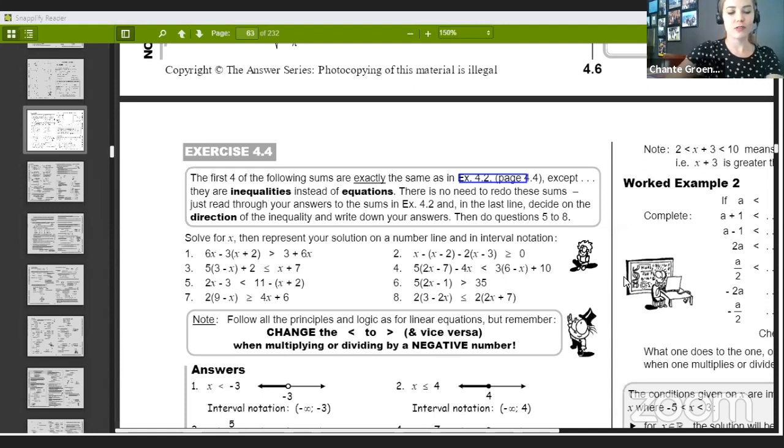Okay, I'm just going to write here exercise 4.4, and I want you to do number 6 and number 7.